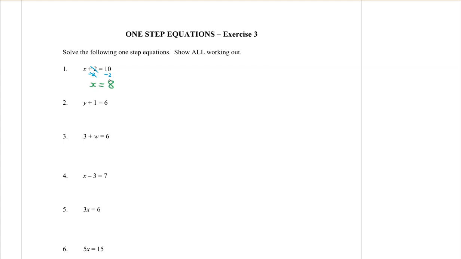We have y plus 1. So the opposite is to minus 1 under both sides, don't forget to cross off. Y is now by itself. 6 take away 1 is 5.